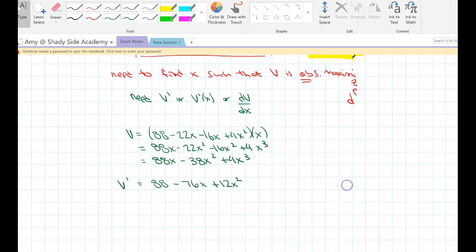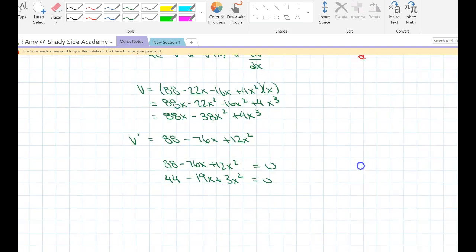So then the question is, are there any values of x where V prime equals 0? So 88 minus 76x plus 12x squared, set equal to 0. Let's see, does 4 go into all of these? I think it does. Yeah, 4 goes into everything. I want to divide everything by 4. 44 minus, is that 19x plus 3x squared equals 0? Is that right, everyone? 4 goes into everything. Yep.